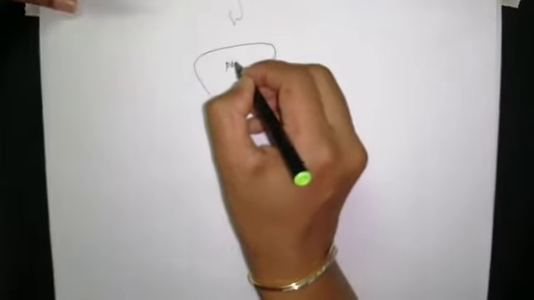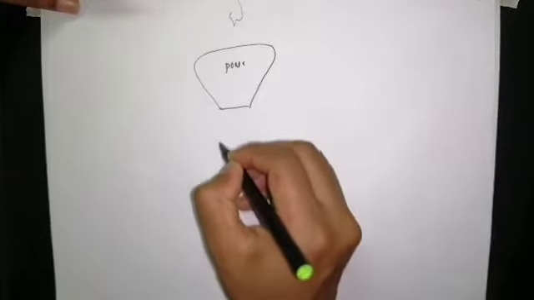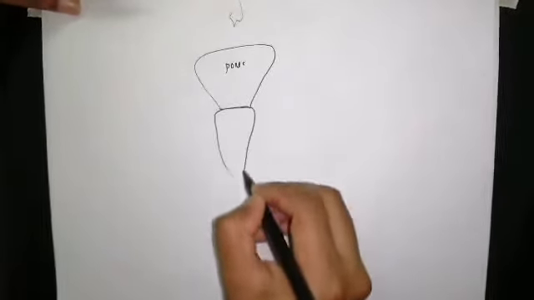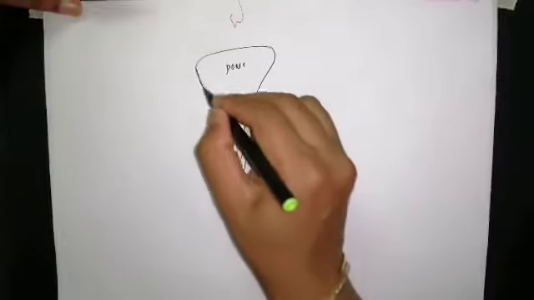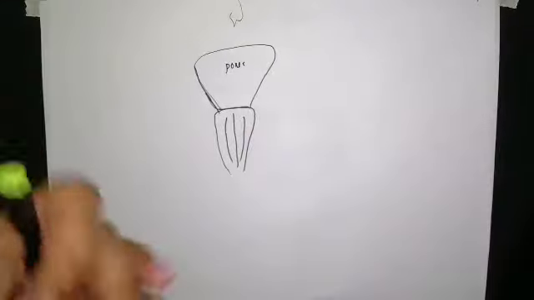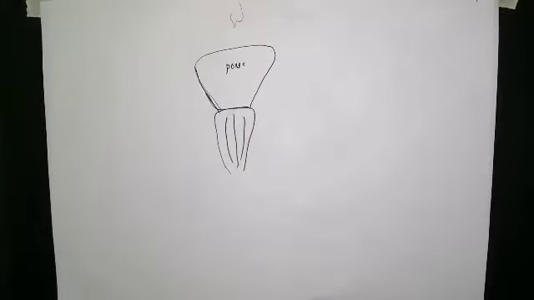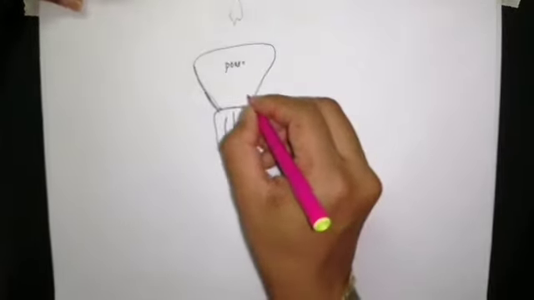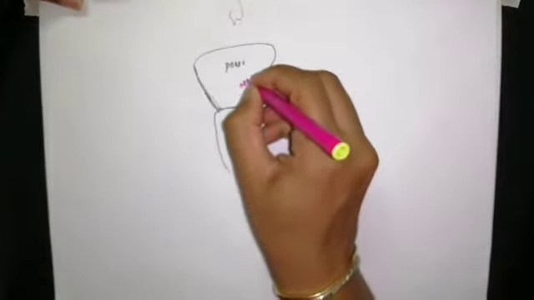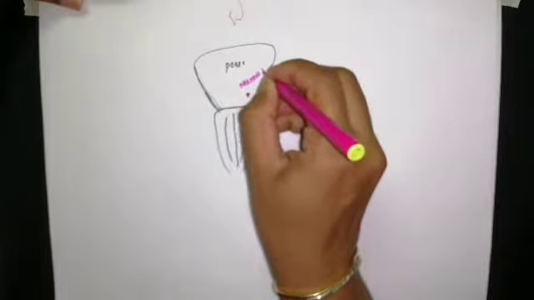If this is the pons and this is the medulla, the facial nerve nuclei are located in the lower part of the pons. It consists of three nuclei. First one is the motor nucleus. The motor nucleus is located in the lower part of the pons. This is the motor nucleus of the facial nerve.